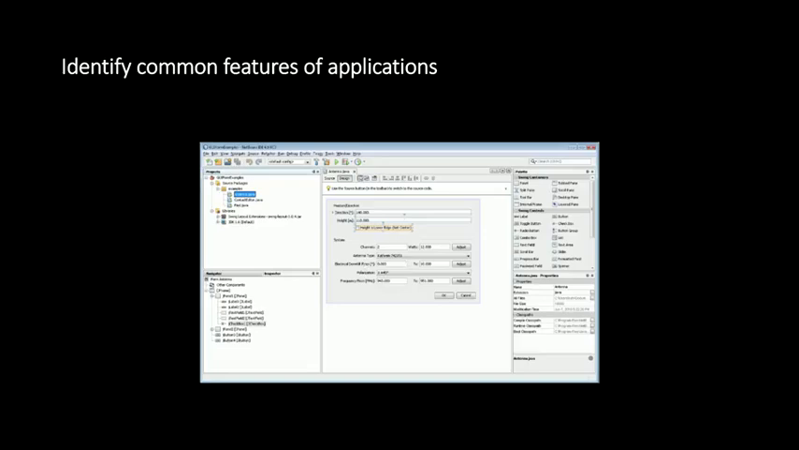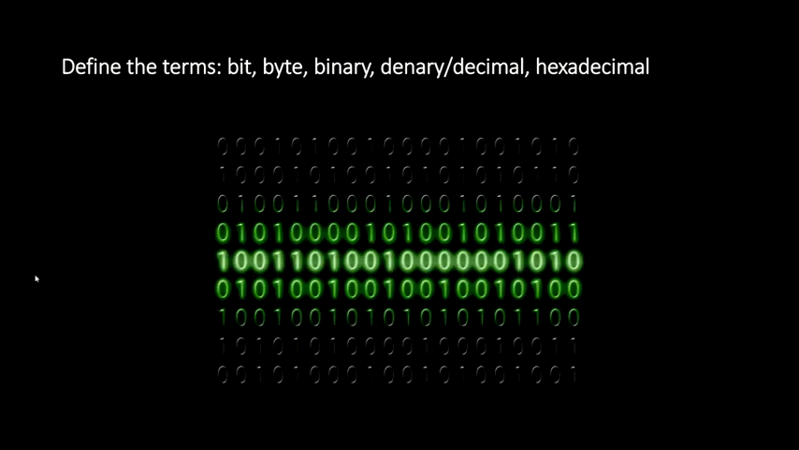Common features of an application. These can be toolbars, menus, dialog boxes, and other GUI components specific to the application.